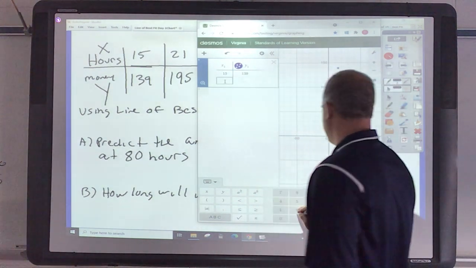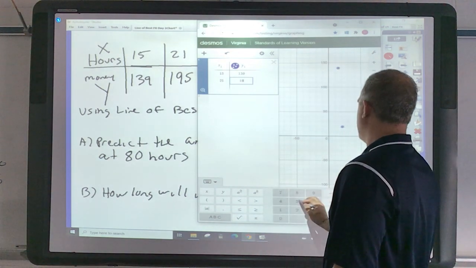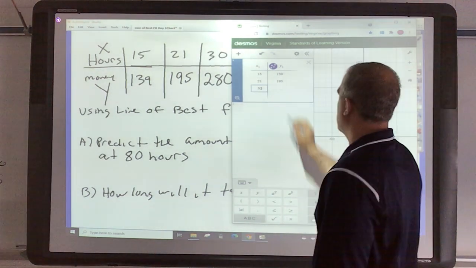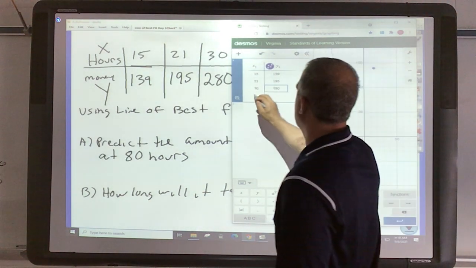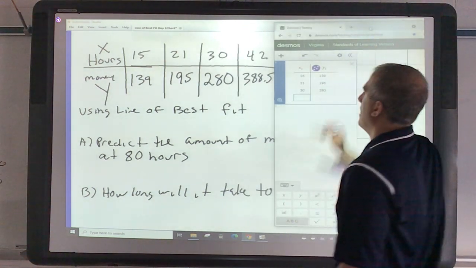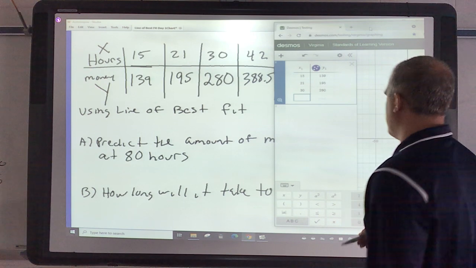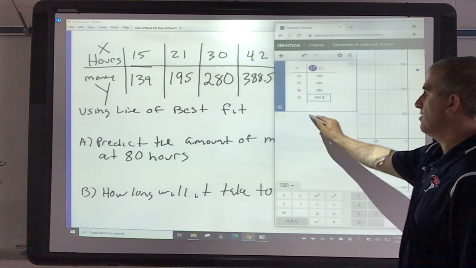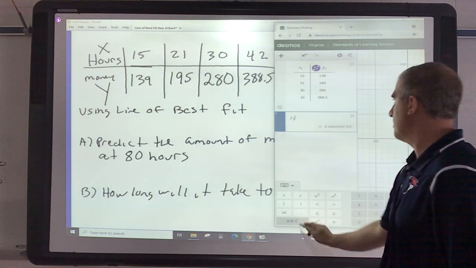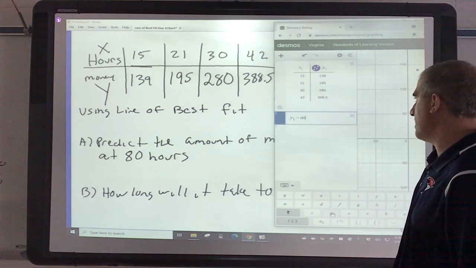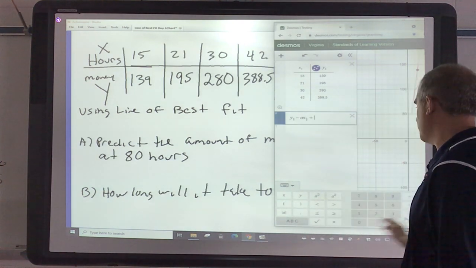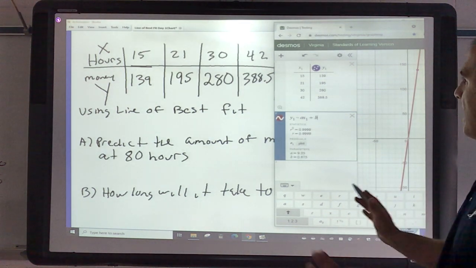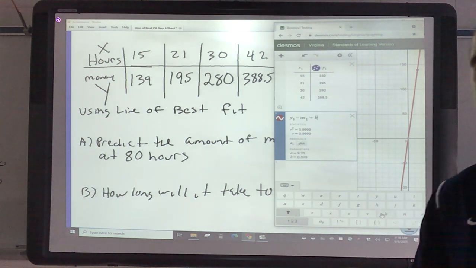Then I got 21 and 195. Then I got 30 and 280. And then I got 42 and 388.5. Same deal. y1, curve bracket, a curve thing, ax1 plus b. Now, this one did not ask me for my equation, so that did not really matter here.